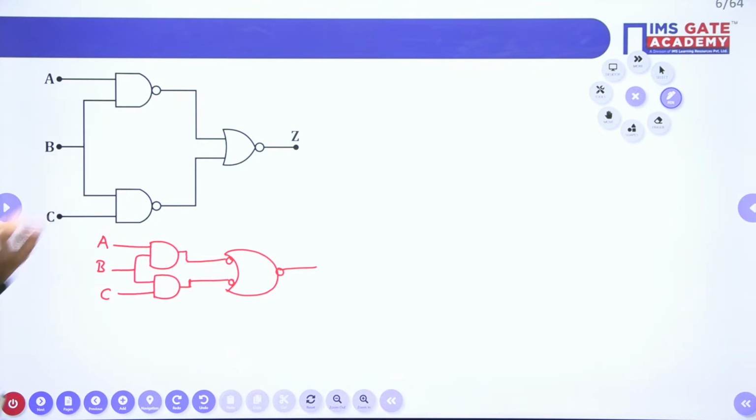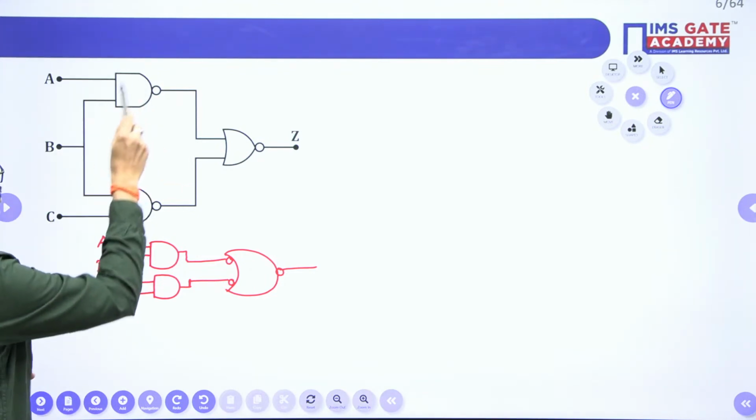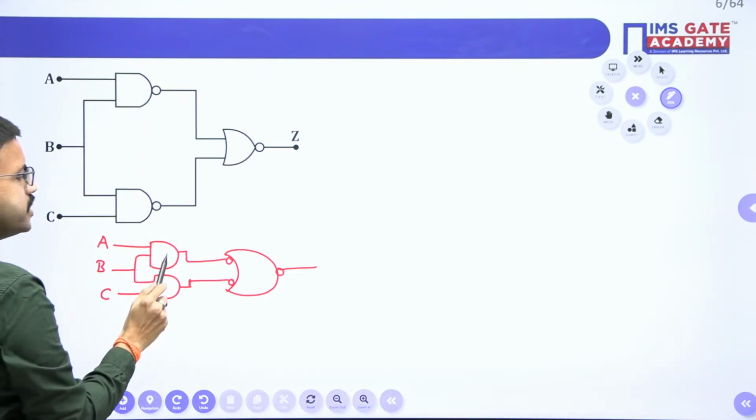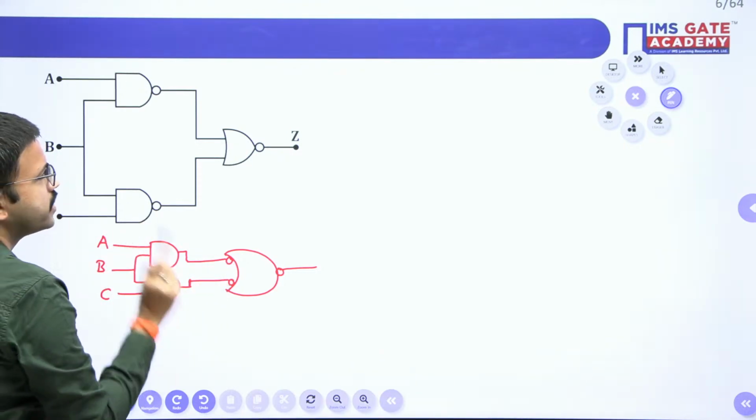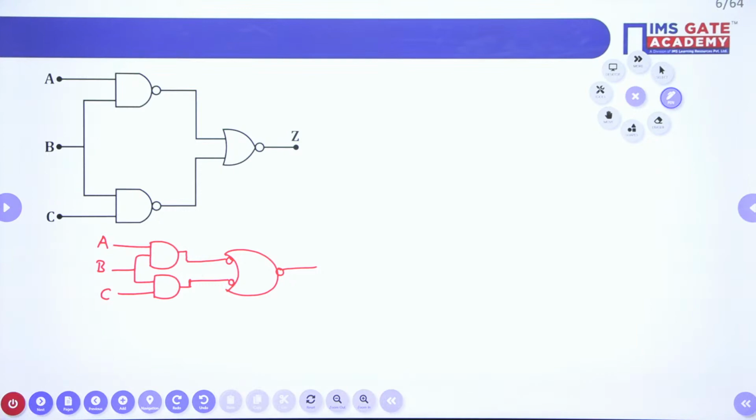Whatever the given circuit is, what I have done: you have a NAND gate, I represented it with an AND gate and then a bubble here. Here also a NAND gate, one AND gate, a bubble here, and then the NOR gate as it is.